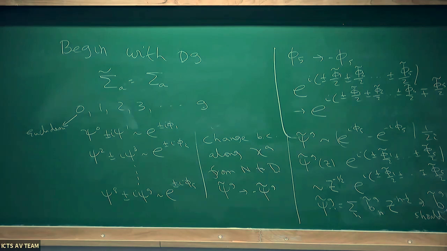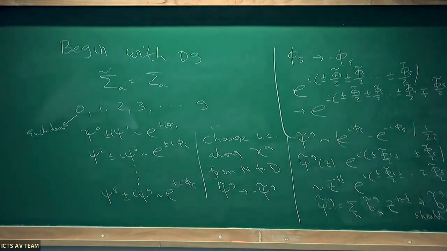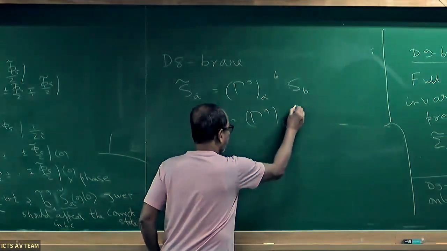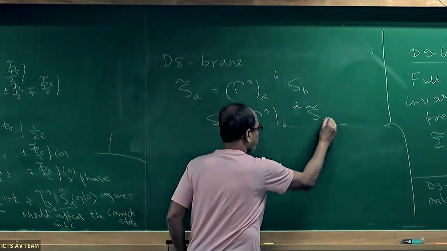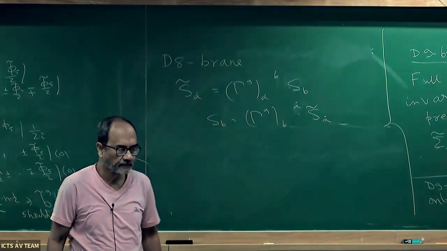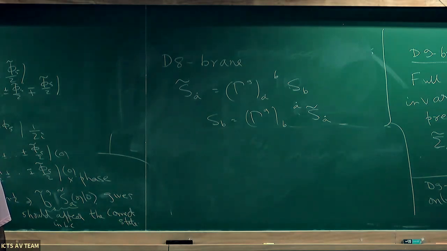So for D8 brane, we should have S tilde A dot as gamma 9 A dot B S B. Okay, you can also write this in the other way, right? S B equal to gamma 9 B A dot S tilde A dot. Okay, because this squares to 1. Is this clear?